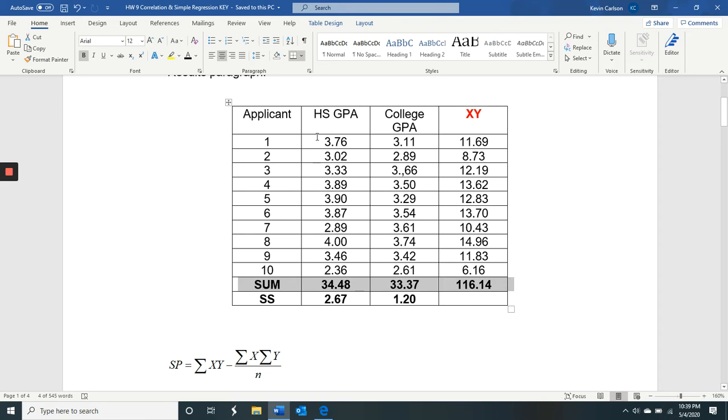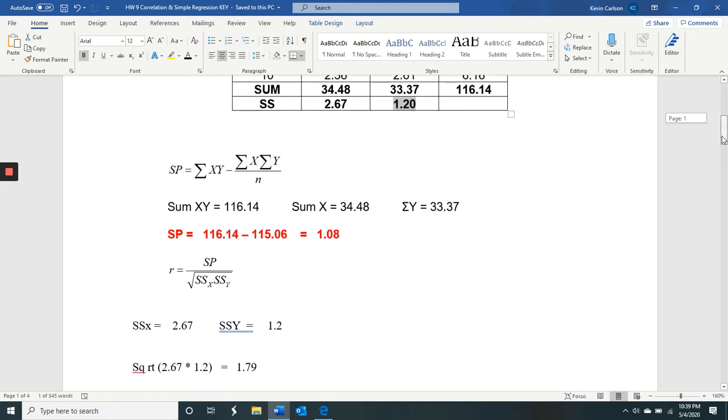And then the final thing to do is to take the x's, this data, and enter it into the online calculator for sum of squares to get the sum of squares for x. And then take this data and put it into the online calculator and get the sum of squares for y. Now we have all the stuff that we need to calculate the correlation.